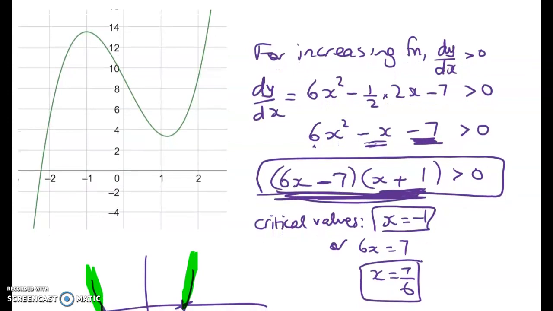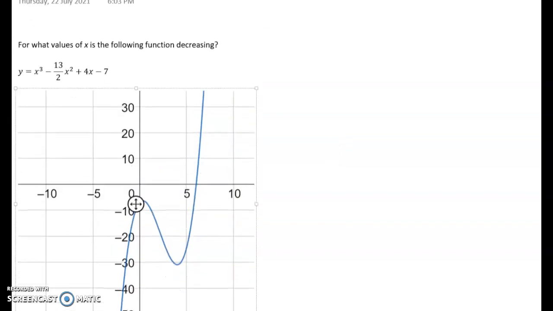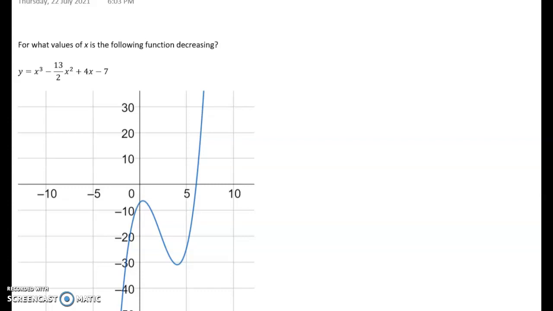Look back at our original function and that works perfectly. There we've got one increasing bit here and then we've got a separate increasing bit here. Last example. So for this one, when is the function decreasing? Now this time you can see that we're only going to have one part of the curve where the function is decreasing. We want a negative gradient and it's happening in here. But we still have to do the same thing and figure out what these cutoff values are going to be.